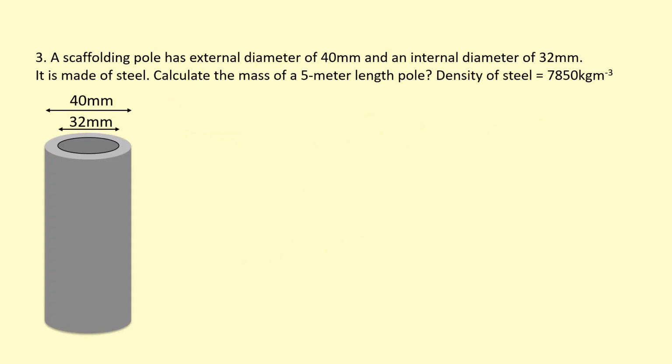The scaffolding pole has an external diameter of 40 millimeters and an internal diameter of 32 millimeters. It's made out of steel. Calculate the mass of a 5-meter length pole. The density of steel is 7,850 kilograms per meters cubed.